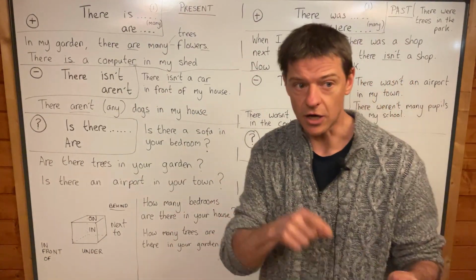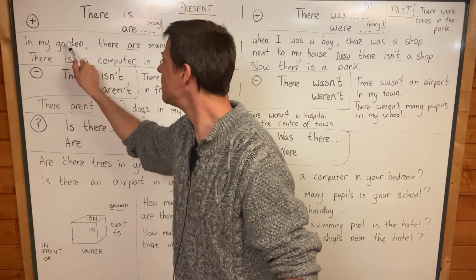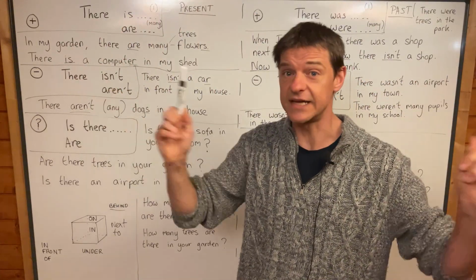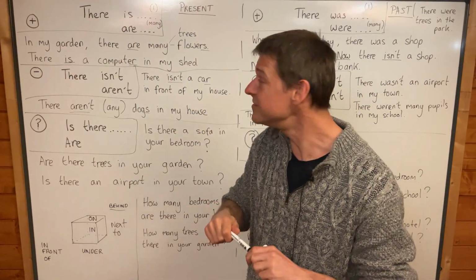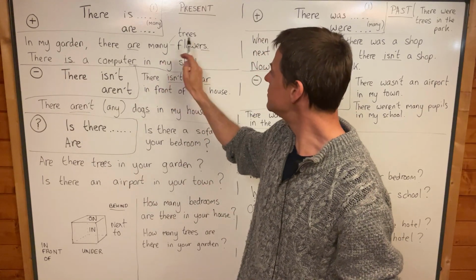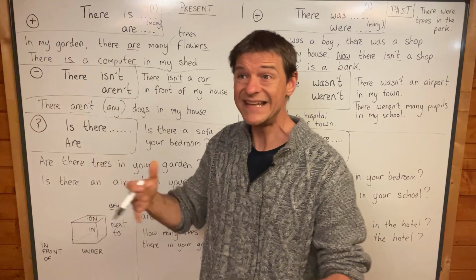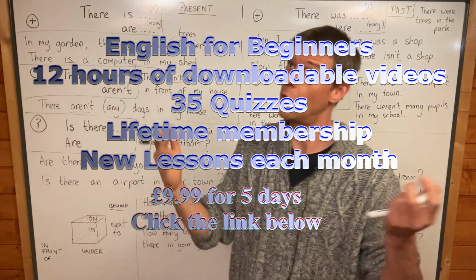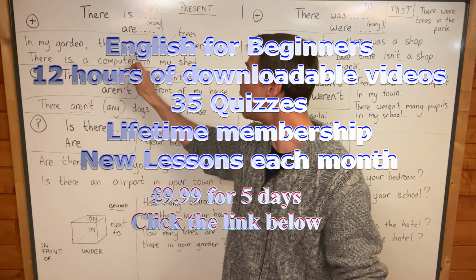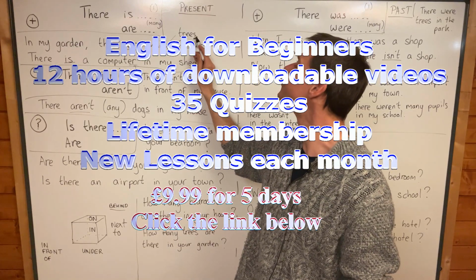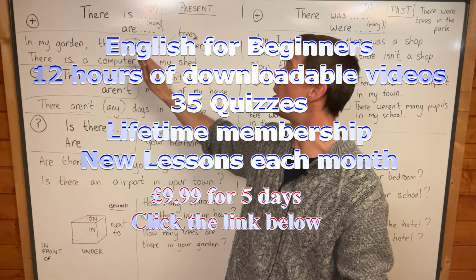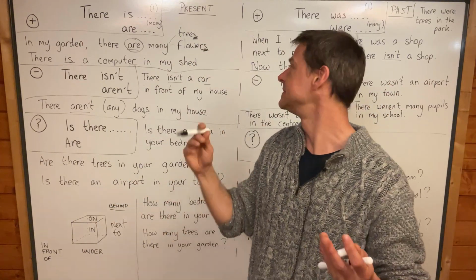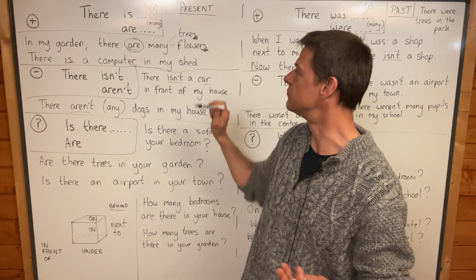So, in my garden, there are many trees. There are many trees in my garden. It means many trees are in my garden. It's the same. Many trees are in my garden, or, in my garden, there are many trees. This is why we use "are": are is plural. Trees, flowers, cars. We need "are" for plural.